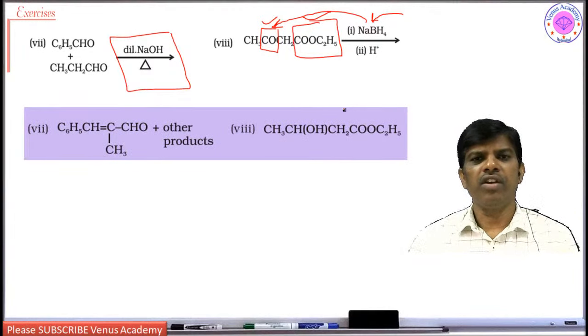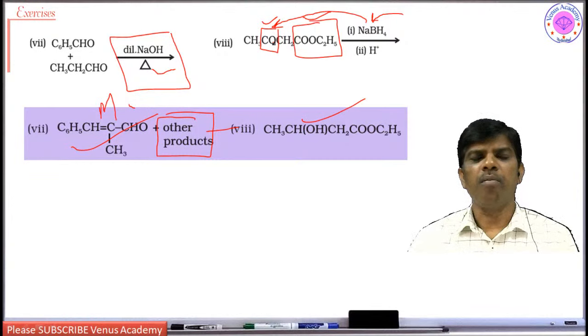So what is going to happen? Yes, this is a dilute NaOH aldol reaction followed by heating. So the aldol condensation product is the single product. To overcome other side products, they have given other products, but in this case other products are not going to be formed. It is going to be the major product.